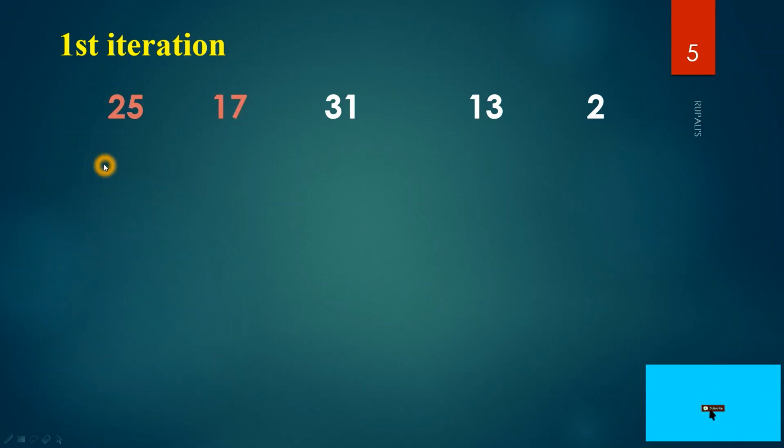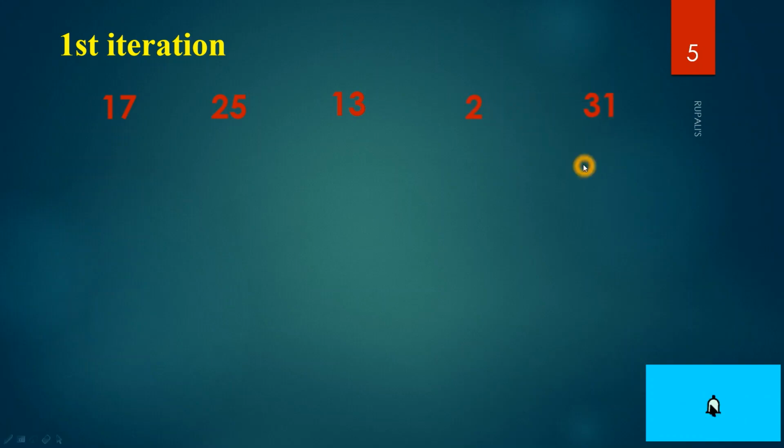Compare 25 with 17. Because 25 is greater than 17, swap. Next compare 25 with 31. 31 is greater than 25, so no need to swap. Then 31 with 13. 13 is less than 31, so swap. Then 31 with 2. 2 is less than 31, so swap.